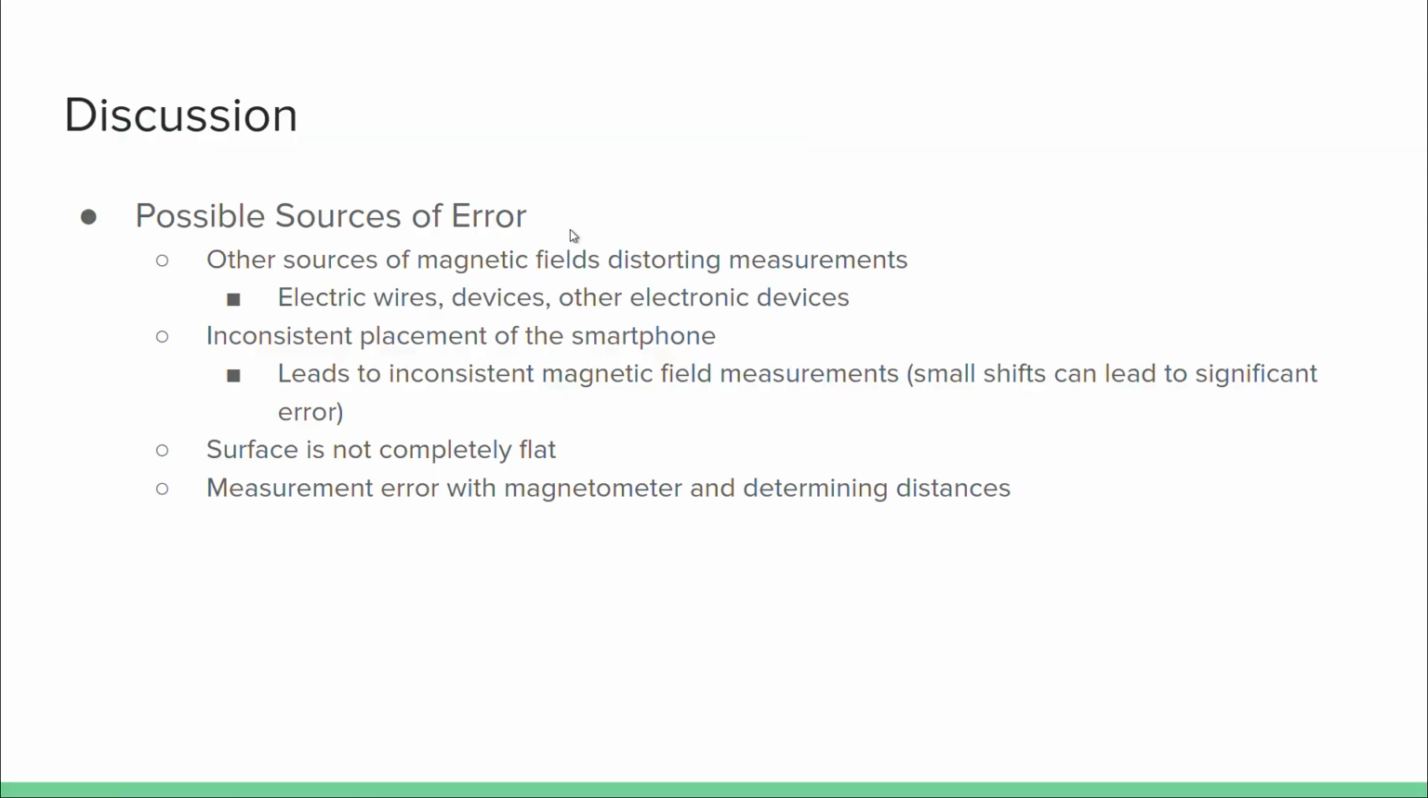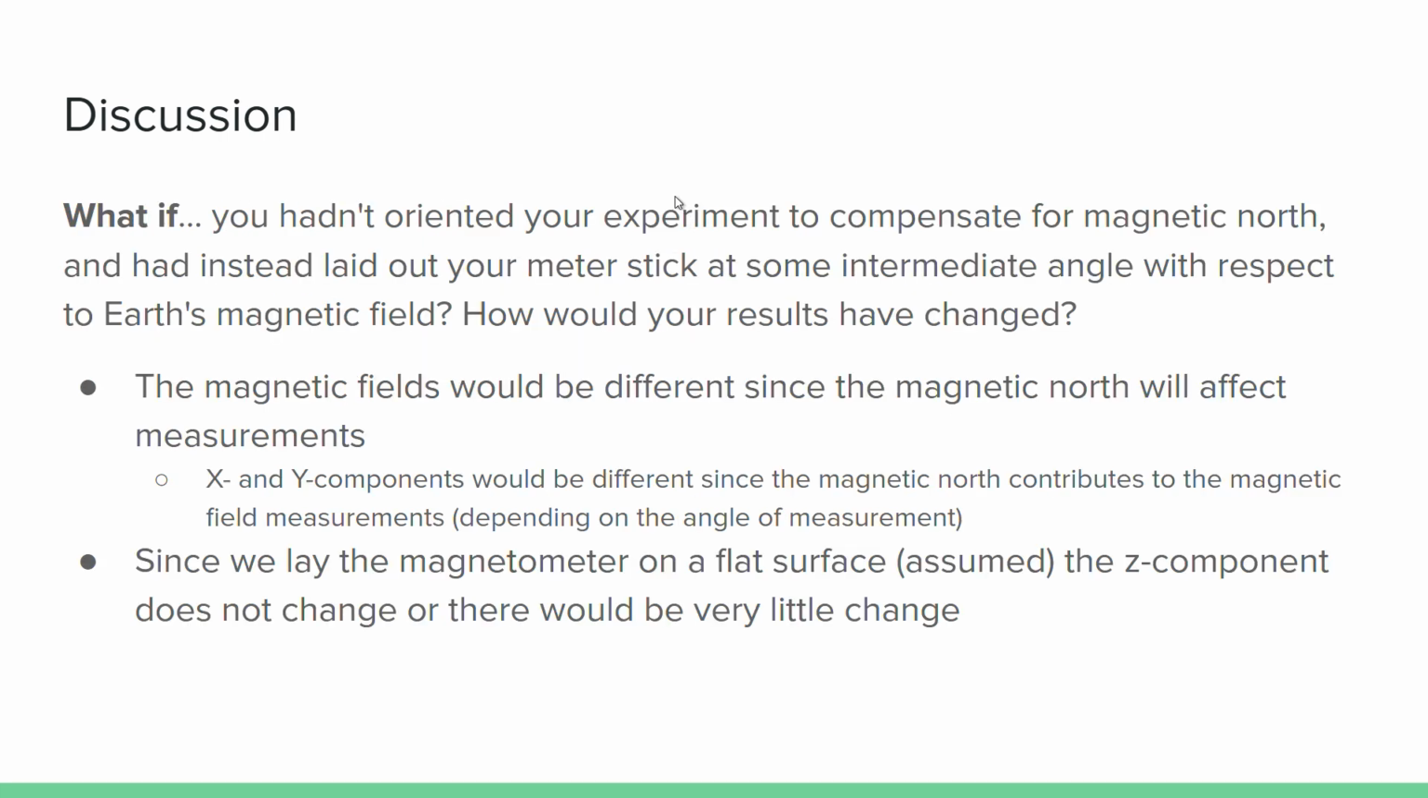Some possible sources of error include other sources of magnetic fields distorting measurements, such as electrical wires and electronic devices, as well as inconsistent placement of the smartphone, which leads to inconsistent magnetic field measurements, as small shifts can lead to significant error. We also take note that the surface is not completely flat, and we may have measurement errors with the magnetometer and determining distances.